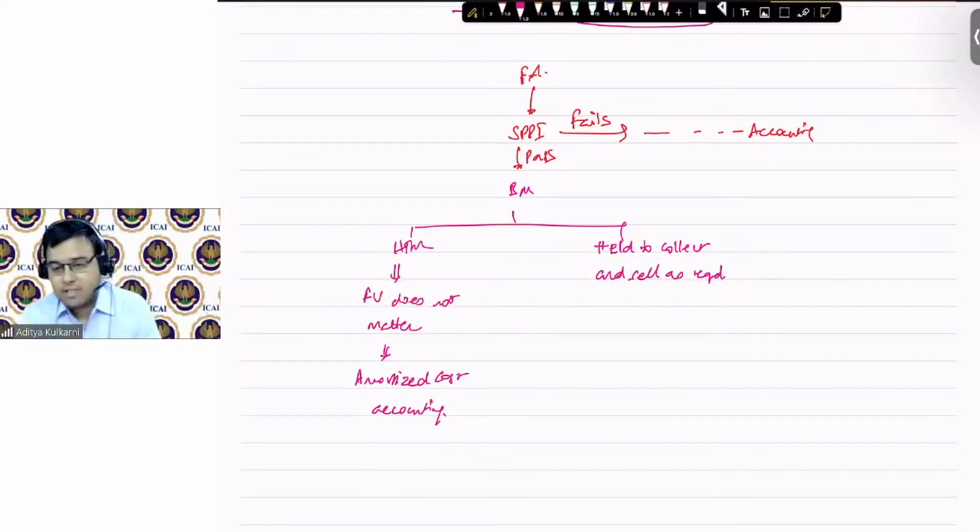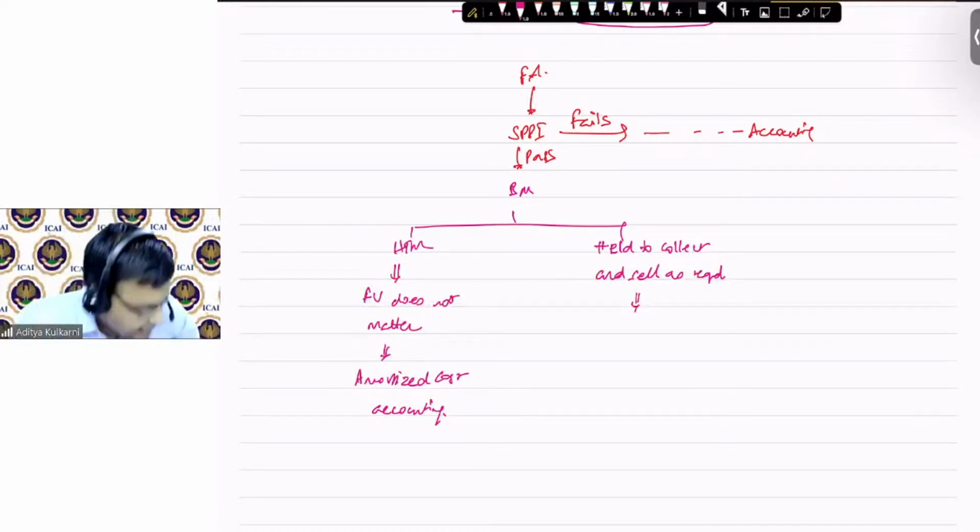Coming to the next one, held to collect and sell as required. Do you think fair value matters here?